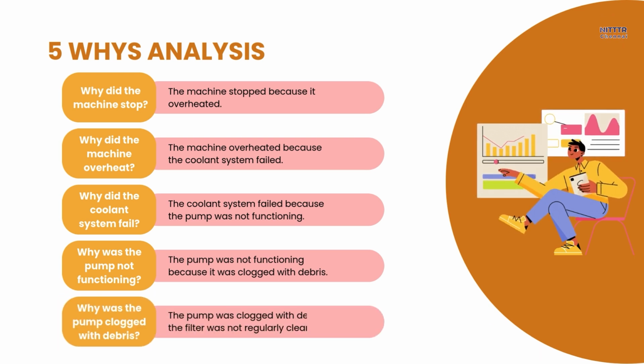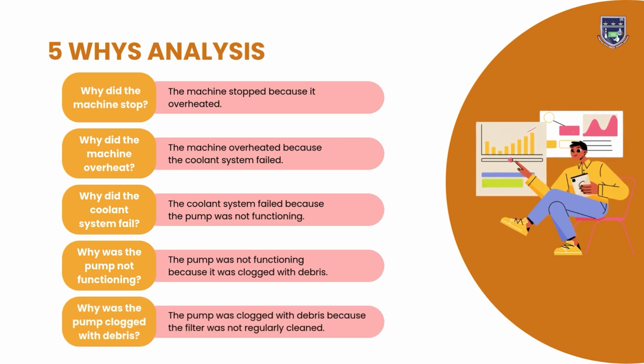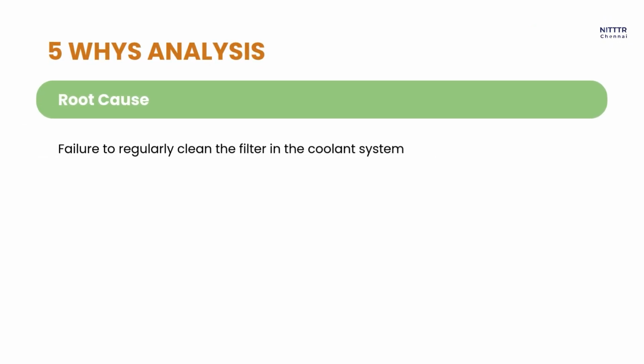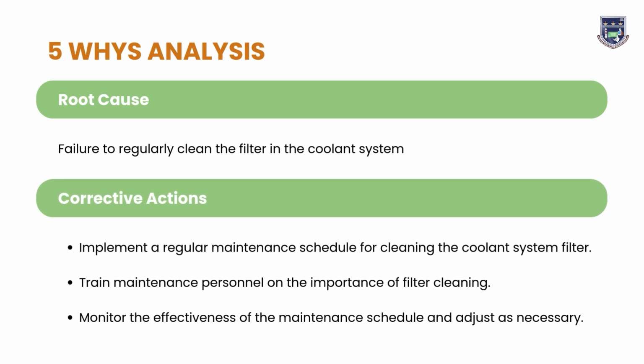Why was the pump clogged with debris? The pump was clogged with debris because the filter was not regularly cleaned. So the root cause of the production line downtime was the failure to regularly clean the filter in the coolant system. The corrective actions may be to implement a regular maintenance schedule for cleaning the coolant system filter. Train the maintenance personnel on the importance of filter cleaning. Monitor the effectiveness of the maintenance schedule and adjust as necessary.